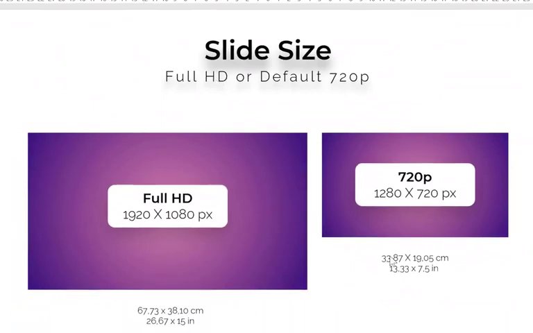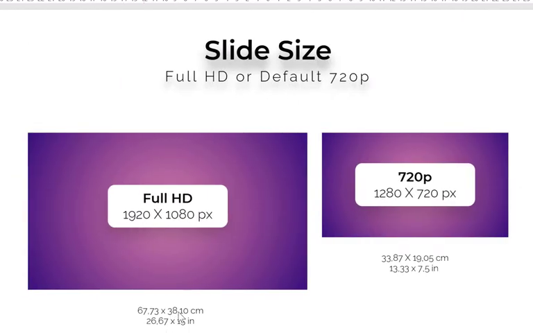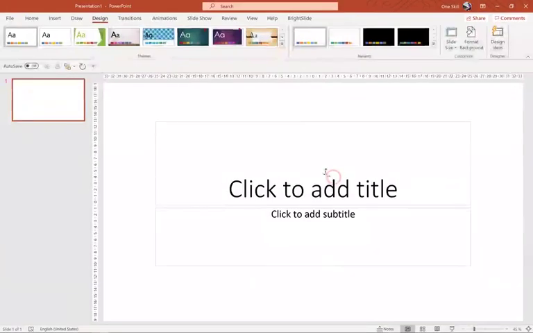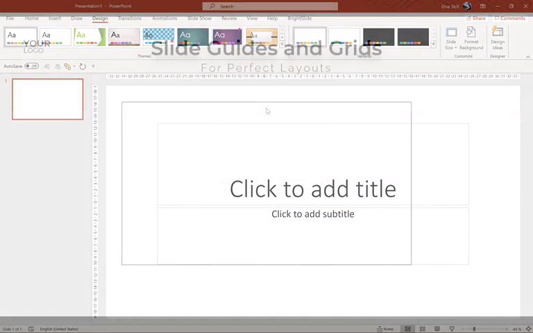So let's get back to this presentation, and here, as you can see, we have to insert 67.73 centimeters for the width. You can use the corresponding inch values if you have your system in inches. And for the height, let's use 38.1 centimeters. And let's hit OK. And just like that, we have created Full HD resolution for our template. So that's really awesome. It will look nice on screens, and it will look nice when printed.